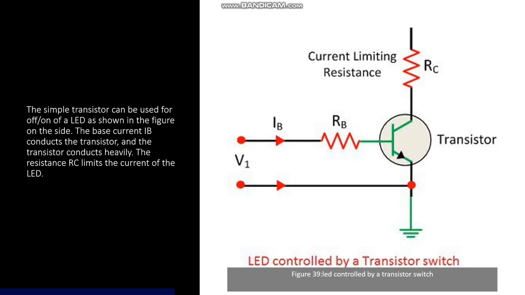A simple transistor can be used for on-off switching of an LED, as shown in the figure on the side. The base current IB turns on the transistor and the transistor conducts heavily. The resistance RC limits the current of the LED.